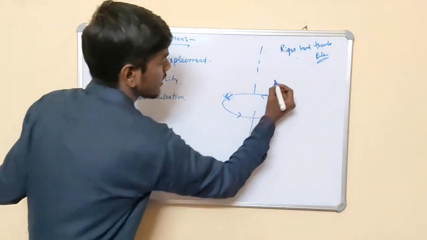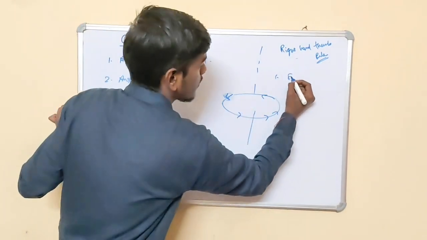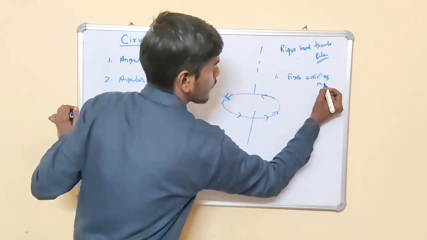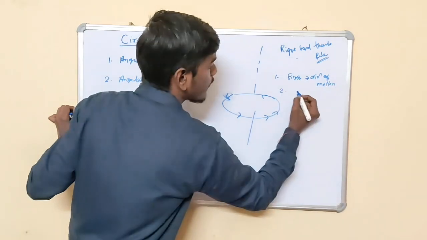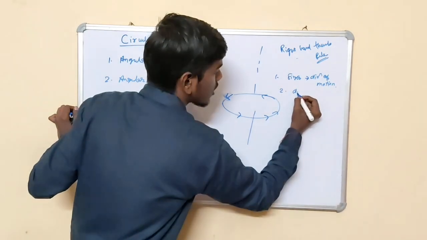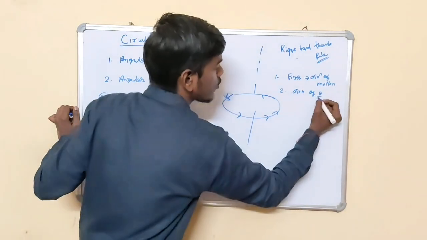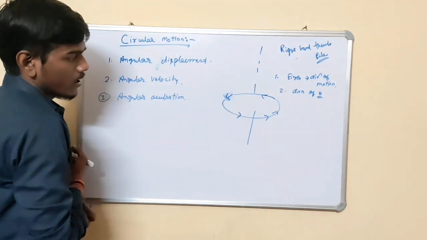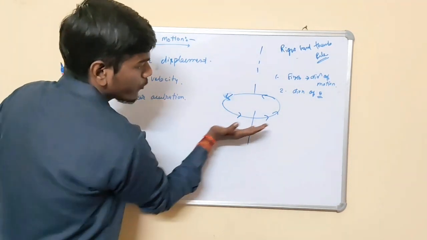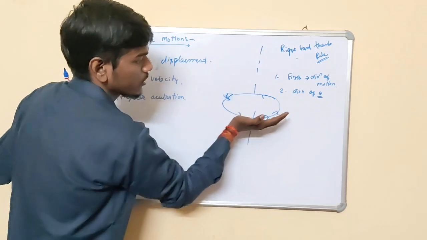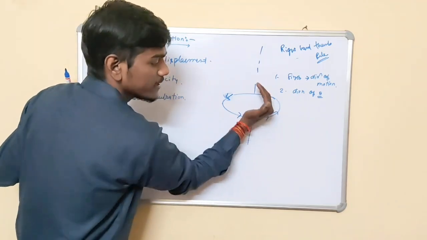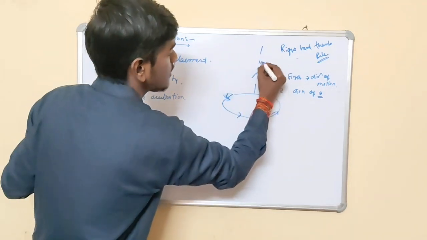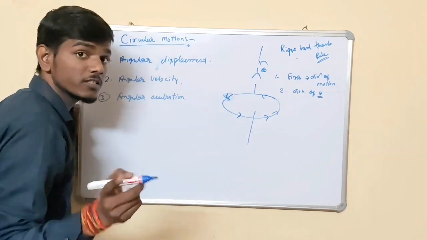So what does this rule say? If our fingers denote the direction of motion, then our thumb will denote the direction of theta. Let's try to understand from here. In this picture, if we align our fingers in the direction of motion, our fingers curl like this, and our thumb points outward from the board. So here theta will be along the axis of rotation. It is a very important point.